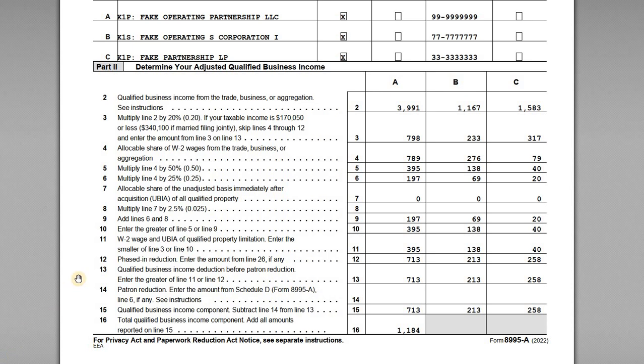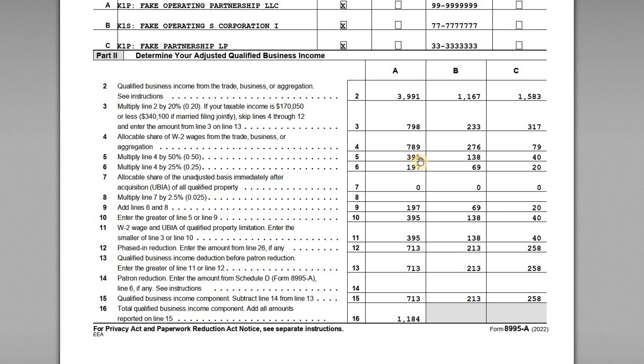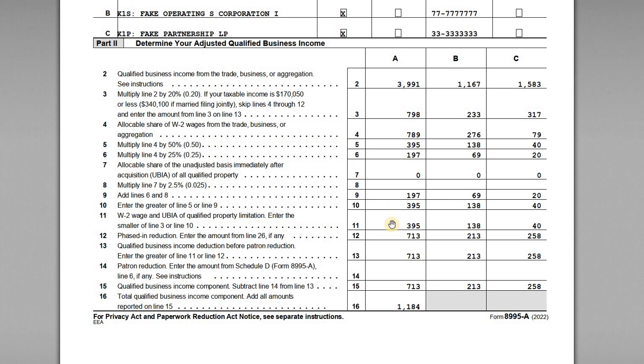So you want to carry all those adjusted amounts from Schedule A to this Part 2 section, and then complete the rest of the line items based on the math that it's asking you for, right? So, for example, the W-2 wage limitation here, multiply line 4 by 50% and by 25% to get to lines 5 and 6. And then line 8, the UBIA amount, in our case it's 0, so if you do have some UBIA allocation, you multiply by 0.025, so a 2.5% allocation. And then just complete the rest of the line items down to 11, where you then stop, and then we move on to Part 3.